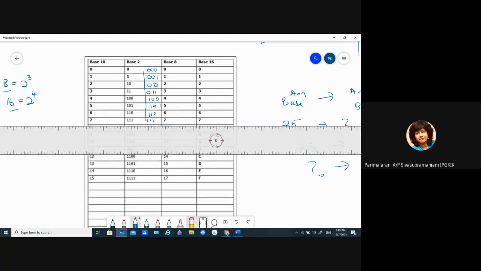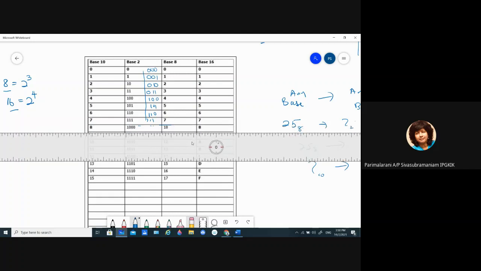So 5, you can replace it with 101. 6 is also equivalent to 110 in binary. 1 is also equivalent to 001 in binary. So we need to just understand this so that we can do the shorthand, okay?